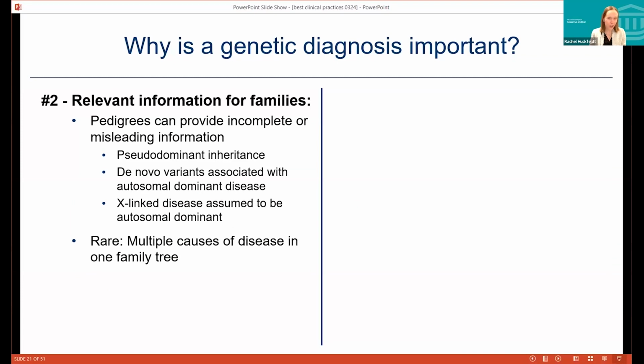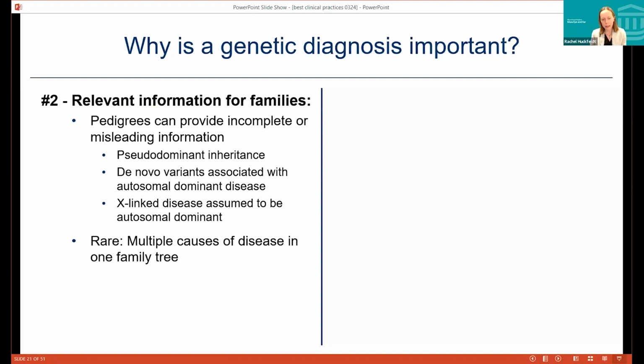Genetic testing and a genetic diagnosis also has relevant information for families. I'm not going to go through these examples, but I can think of all kinds of examples in which the best drawn pedigree just doesn't have the right information or has misleading information in terms of helping you understand the mode of inheritance. And getting that mode of inheritance correct is really important for families as they think about risk to other individuals, as they think about risk to future children and all these kinds of factors.